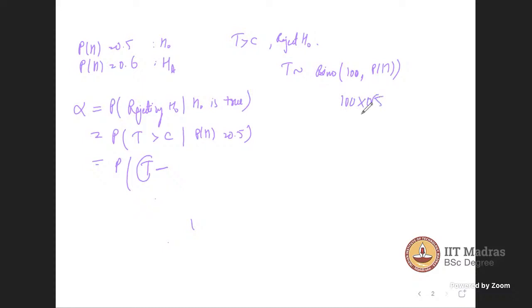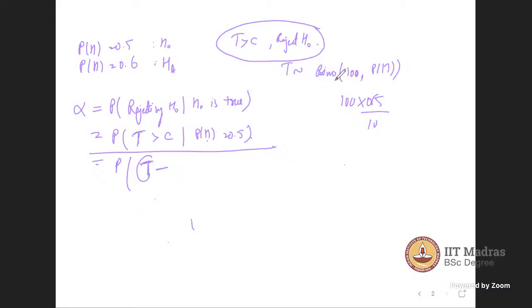Ma'am, can you please repeat the previous step? This step? Yes, ma'am. So it was mentioned in the question that you will reject your H naught if T is greater than C. This was mentioned, right? So rejecting H naught given H naught is true. H naught is true is the value of 0.5, and this is the rejection region, T greater than C. Okay.